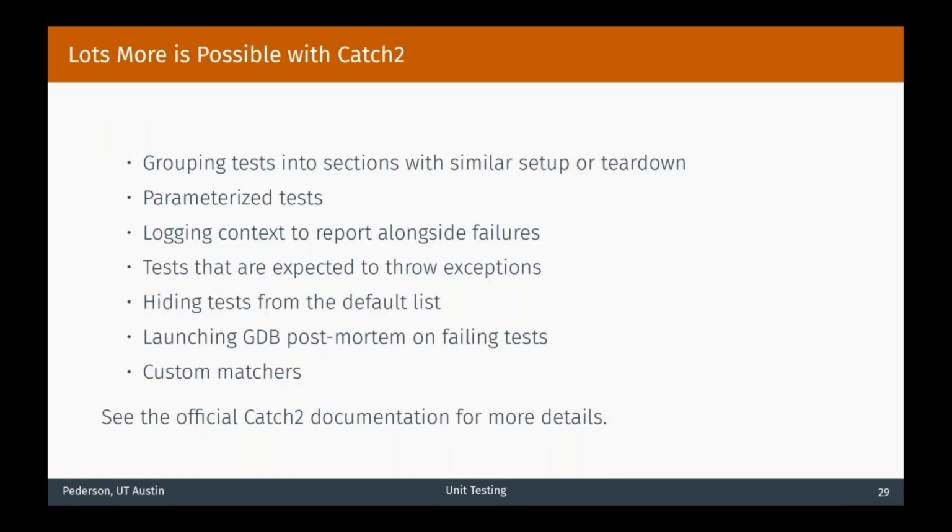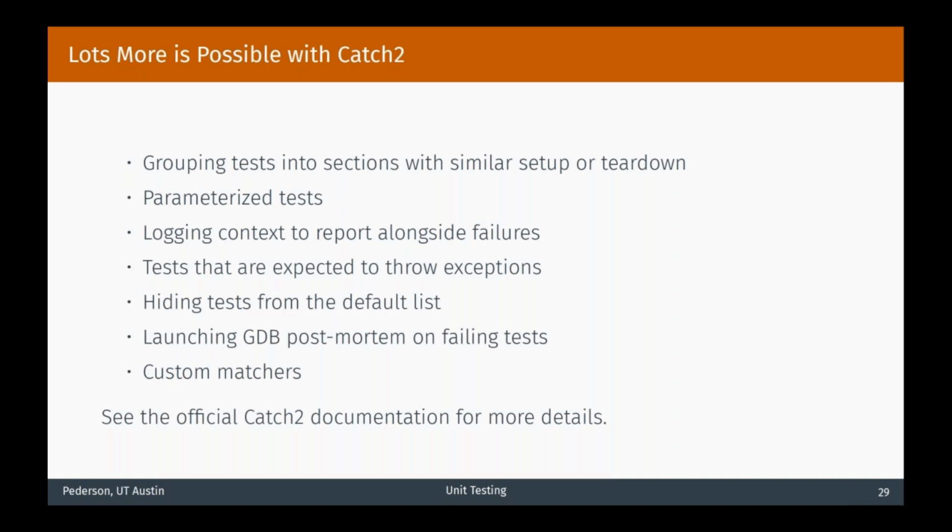Okay. To introduce a little more, in a short presentation like this, I can't get into a lot of the details. There's a lot that's possible with Catch2. For example, you can group your tests into sections so that if you're repeating the same setup and teardown over and over, the tests can all share a setup and teardown. You can also have parameterized tests where you run the same test with a couple of different parameters. You can log the context so that when failures are reported, you see what's going on in the code at the same time. You can have tests based around exceptions, where an exception is thrown due to something happening in the code and you check that that exception is thrown.